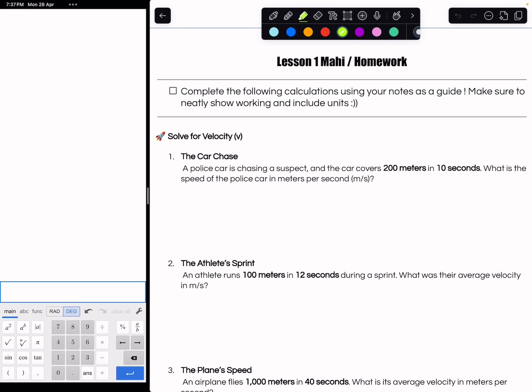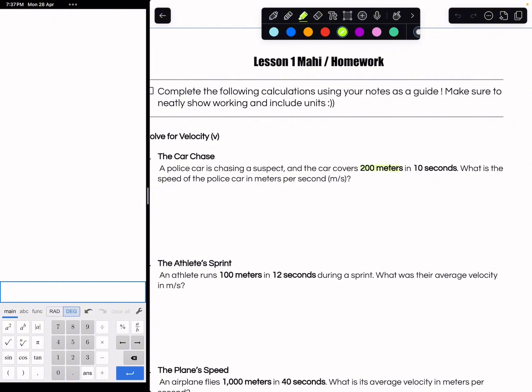The car chase. A police car is chasing a suspect, and the car covers 200 meters in 10 seconds. What is the speed of the police car in meters per second? So the first thing I love to do is highlight the information. So go ahead and highlight the information that's been given. Then I like to annotate the numbers they've given me. So 200 meters, that's a distance value. 10 seconds, that is a time value.